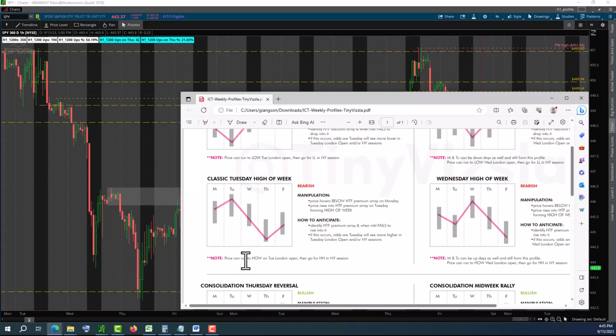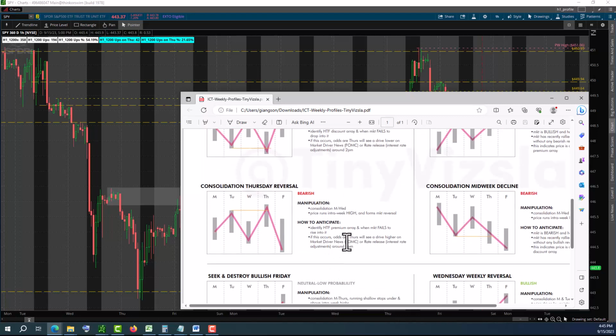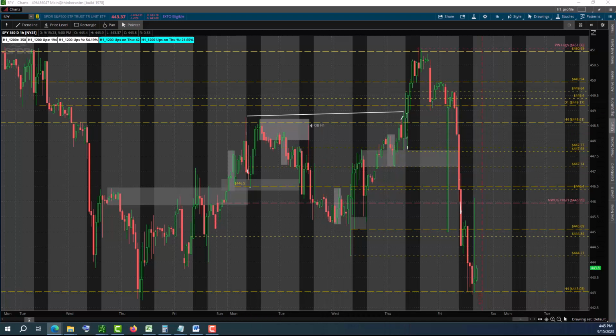So right here, note the price can run to the high of the week on Tuesday at London open. No, I mean right here. Okay, that's the note right there. Consolidate from Monday to Wednesday. You can see the Monday right here and the Wednesday right here are consolidated right there. This area consolidated. You see this area right here.